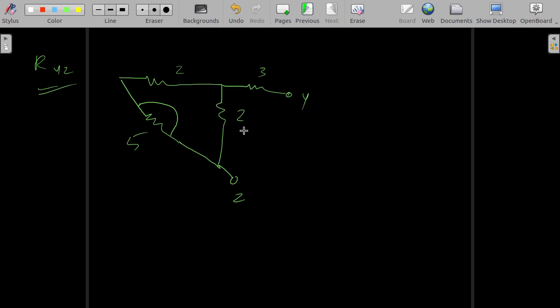Okay, this is the effective thing. Again, this is a short circuit, so this will be useless, and that means this point and this point are the same. So 2 and 2 will be in parallel, which will be in series with 3. So R_YZ is equal to 2 parallel 2 plus series with 3, that is 4 ohms.